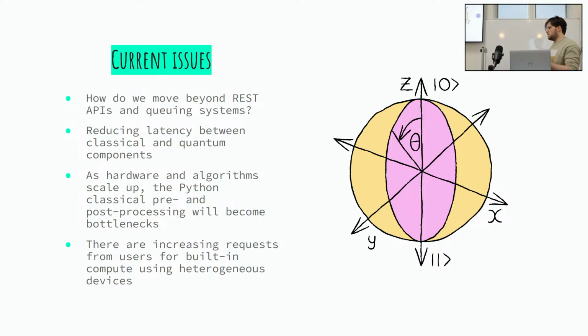Also, as the hardware and the algorithm scale up, the Python classical pre-processing or post-processing can also become bottlenecks. And there are increasing requests for heterogeneous devices. I didn't talk about that, but potentially, for example, for error correction, you would like to do the decoding on the GPU, and if you don't have direct access to your quantum computer, or you don't have a representation of your whole quantum-classical program, it makes things very complicated.